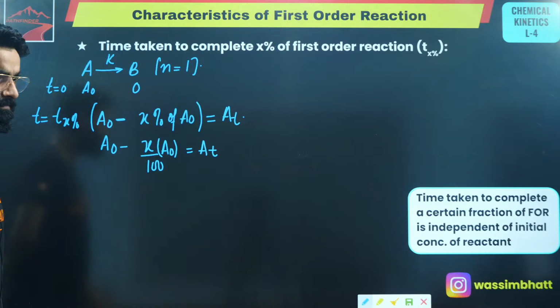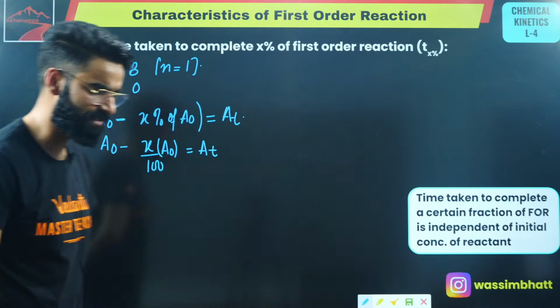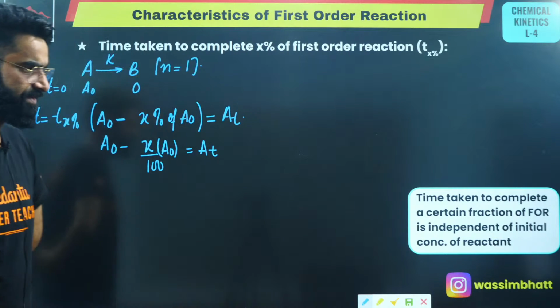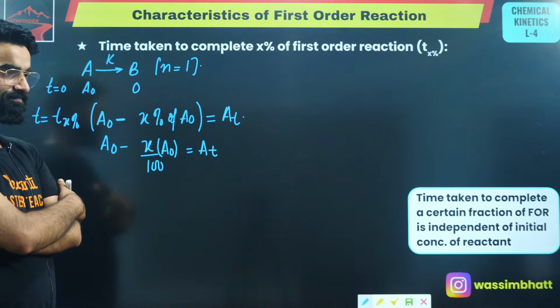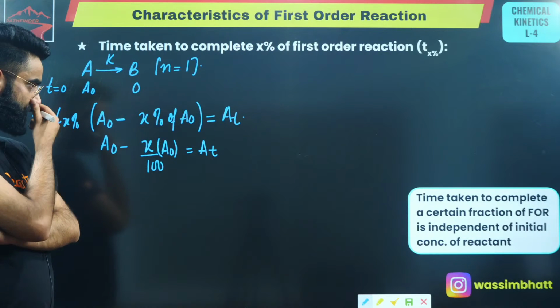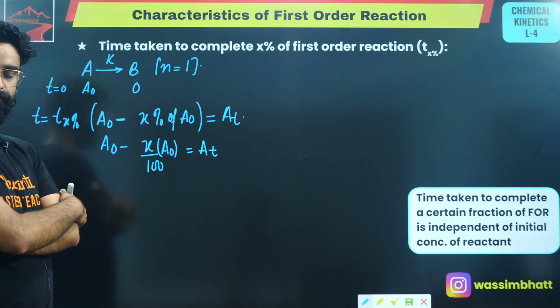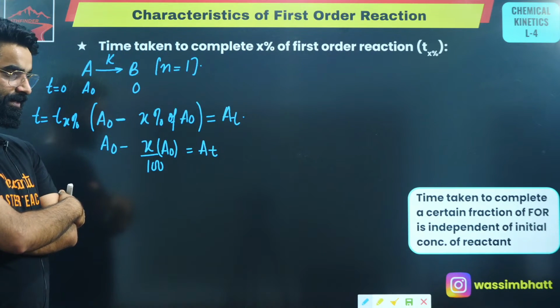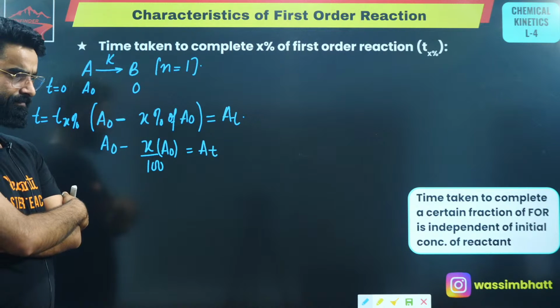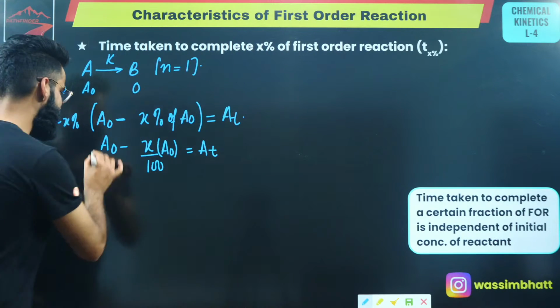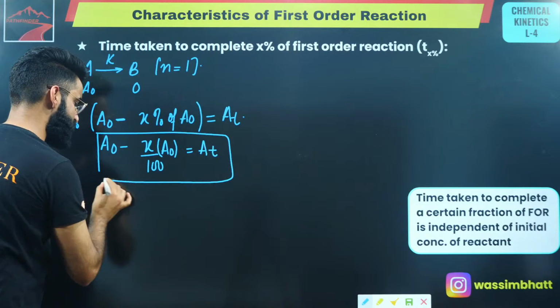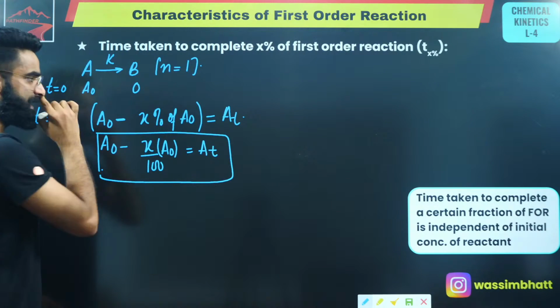Let me know in the chat box if it is clear till here. Okay. Now we will understand. This is the value of AT, the concentration of reactant left at time t when X% of the reaction is completed.